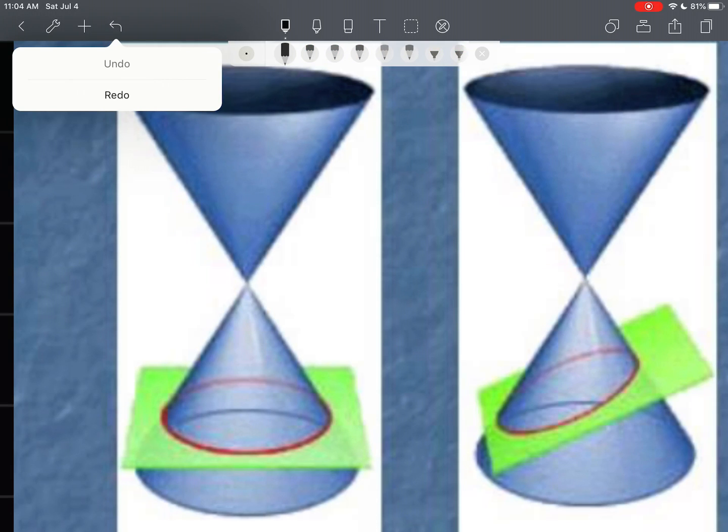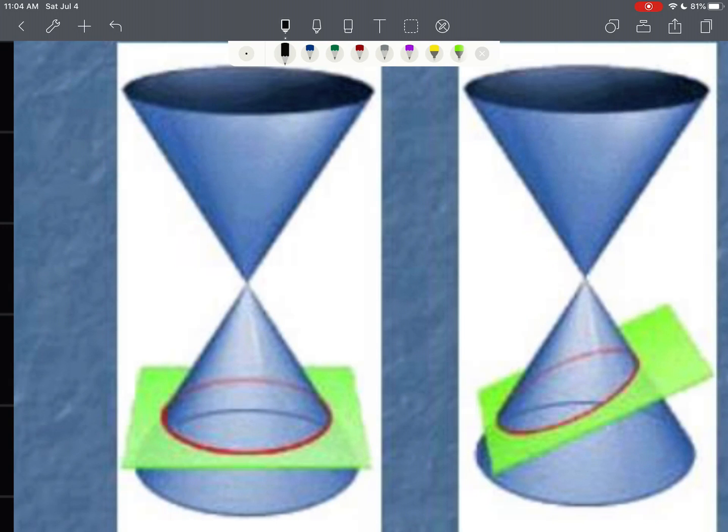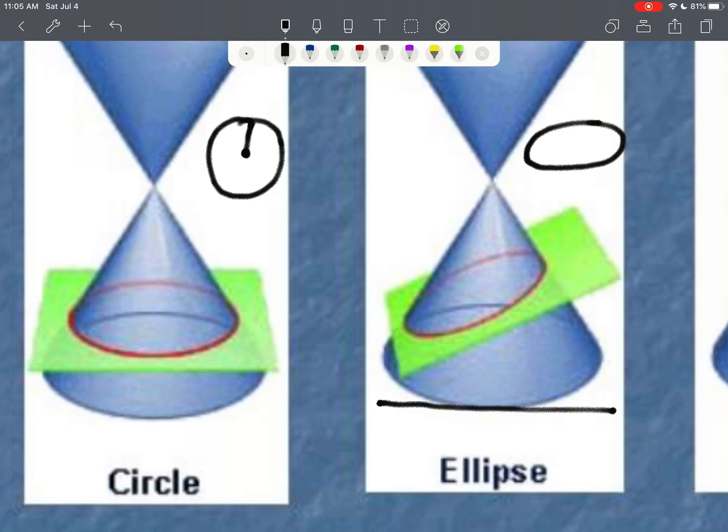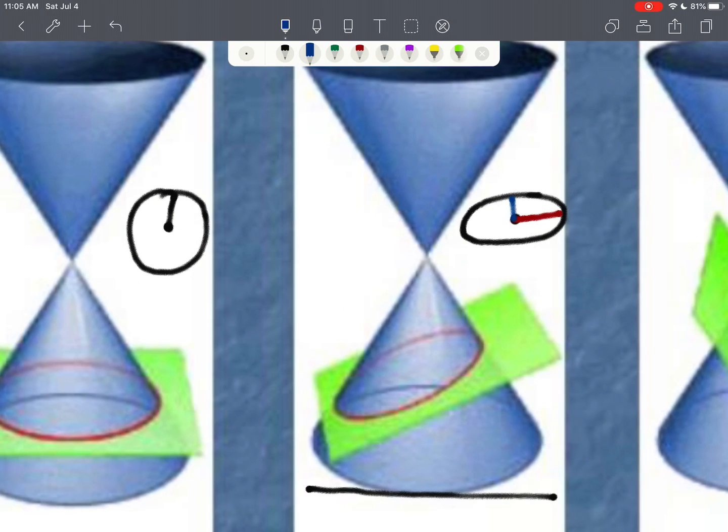Now, what happens when I take that plane and I angle it so that it is no longer parallel to the base? Well, that's when you get an ellipse. So a circle has radii that are all equal. An ellipse does not. So an ellipse has a long radius and a short radius, and then it's got a whole bunch of radii in between. But the shortest radius is the blue and the longest radius is going to be the red.